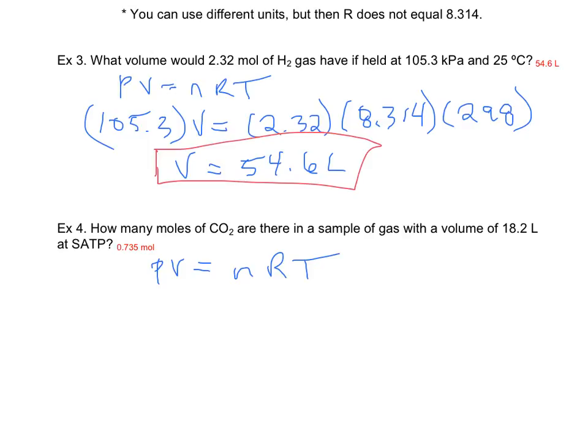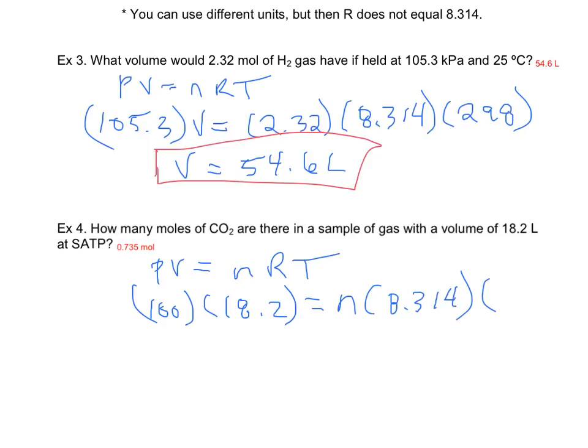So I start with the ideal gas law and sub in what I know. At SATP, the pressure is 100 kPa, the volume is 18.2 liters. I want to determine the amount of moles. R equals 8.314, and at SATP I'm at 25 degrees Celsius or 298 Kelvin. When I'm rearranging for n, I'm just going to take 100 times 18.2 and divide by both of these terms. That turns out to be 0.735 moles.